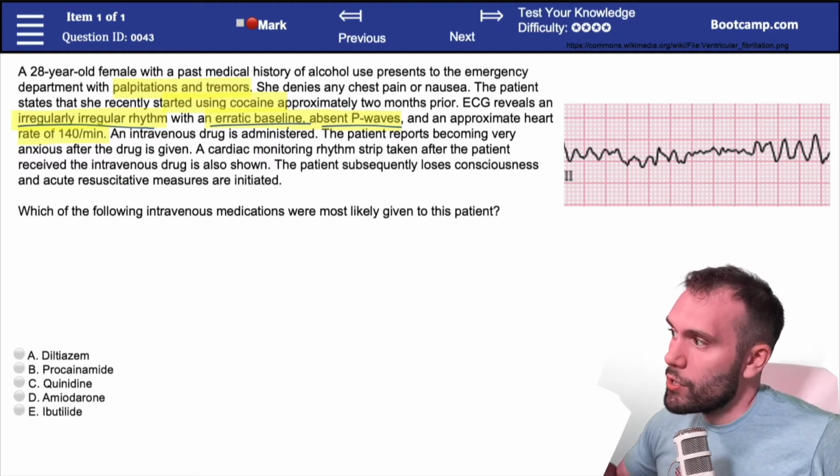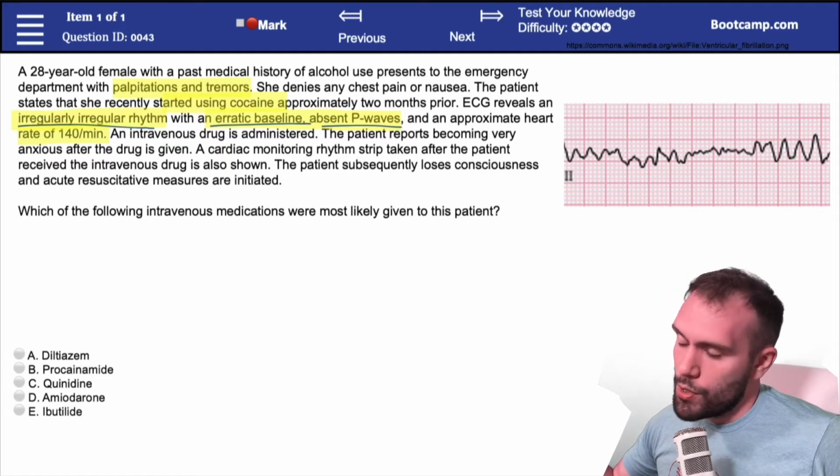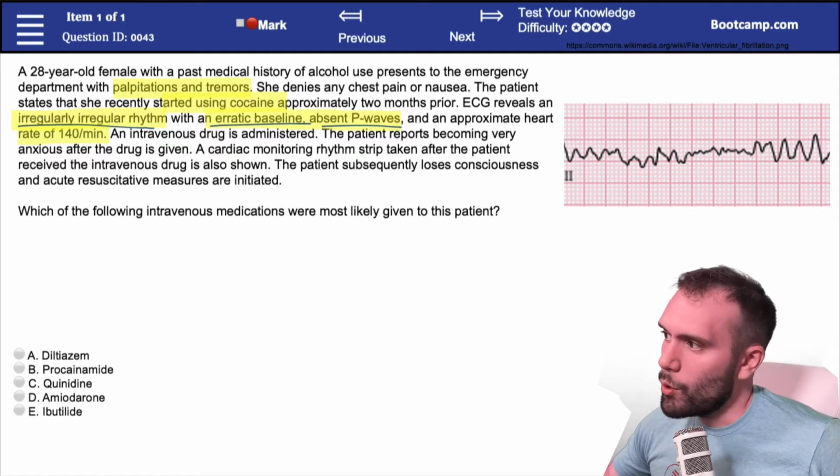So these are the things to just be familiar with. Even though torsades is irregular, they're usually going to give you more information. These are all very classic descriptors of AFib: erratic baseline, absent P waves.